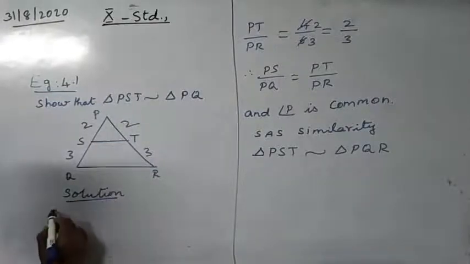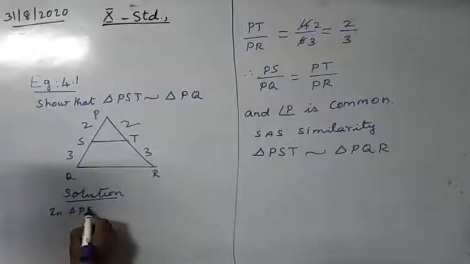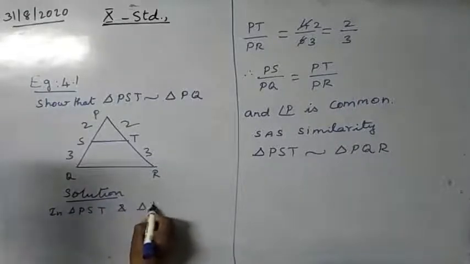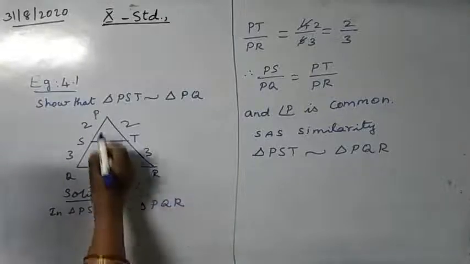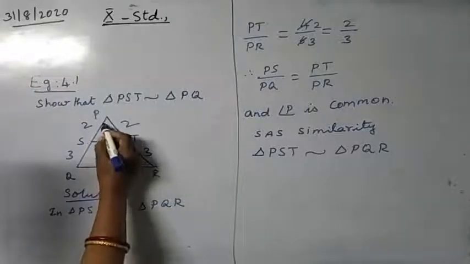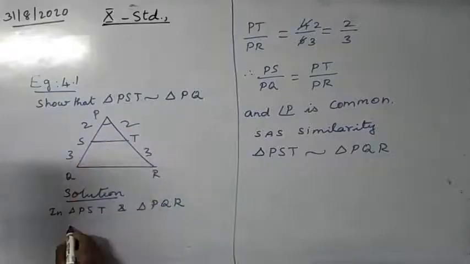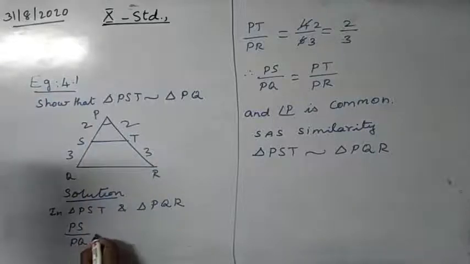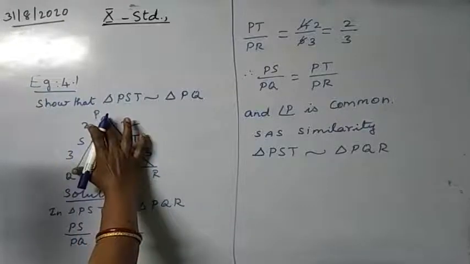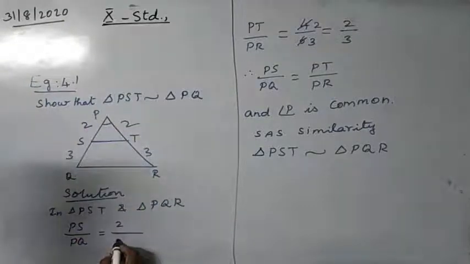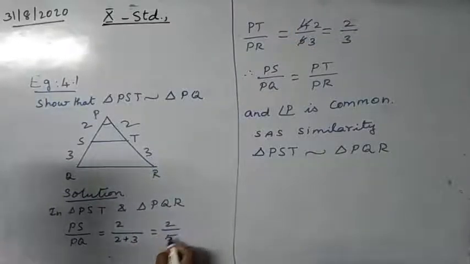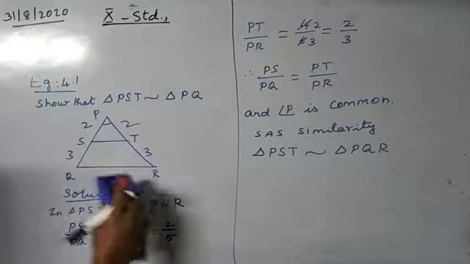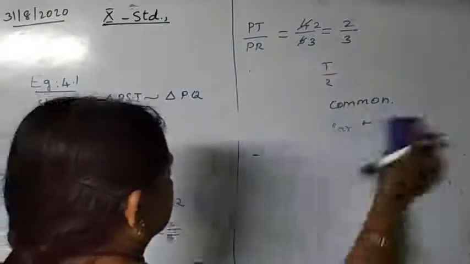Solution: in triangle PST and triangle PQR, taking the same kind of triangle, angle P is common. PS by, on the same side in PQR, we take PQ. PS is given as 2. PQ means take this whole length. Add these two numbers: 2 plus 3 is 5. So it is 2/5. And take the other side, PT by PR.